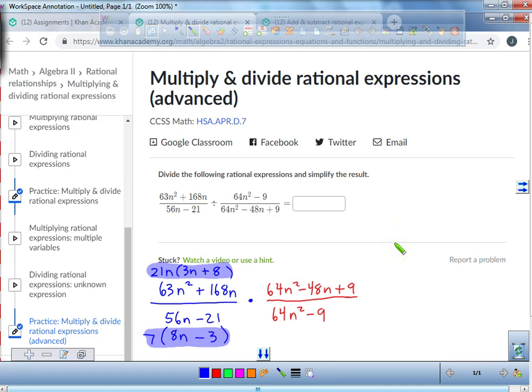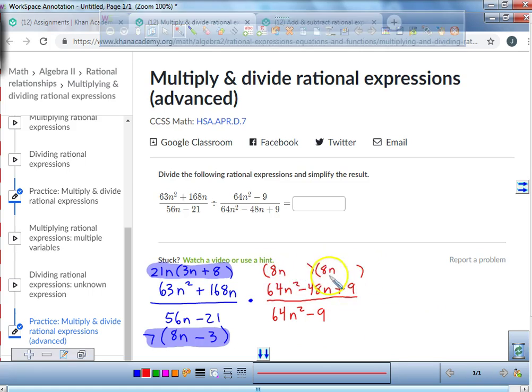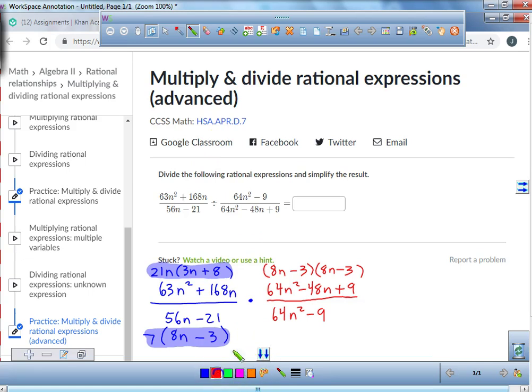Now we're going to go over here to the red. Everybody in the numerator, that's actually a perfect square trinomial, with square roots. What's the square root of 64? 8. So 8n, 8n. The square root of 9 is 3. Those are the factors of 64n squared minus 48n plus 9.